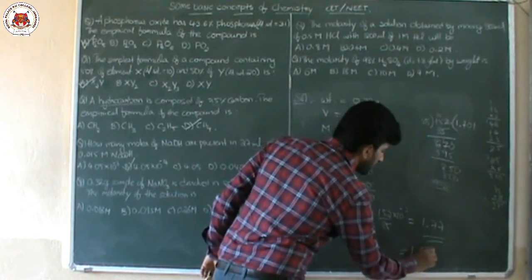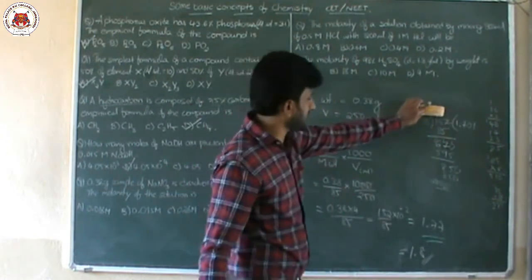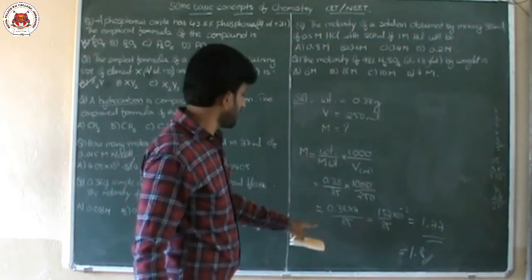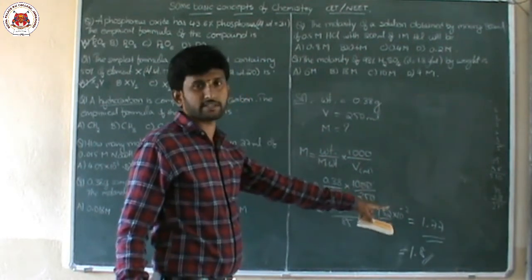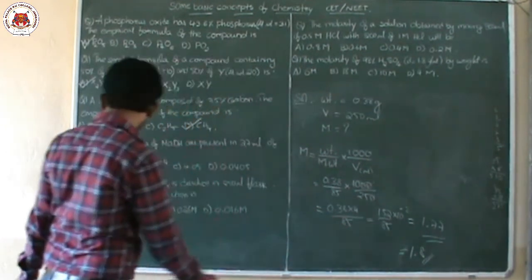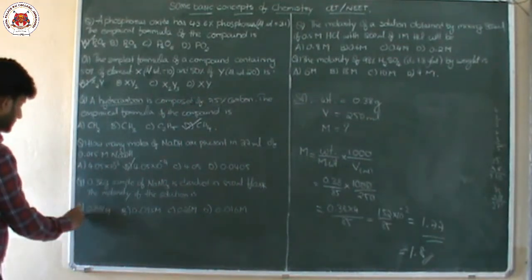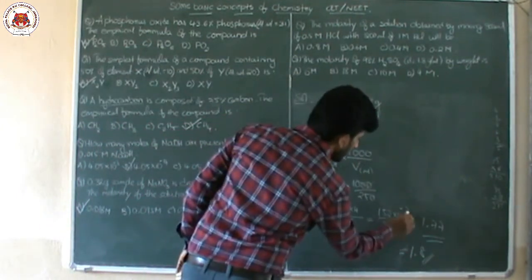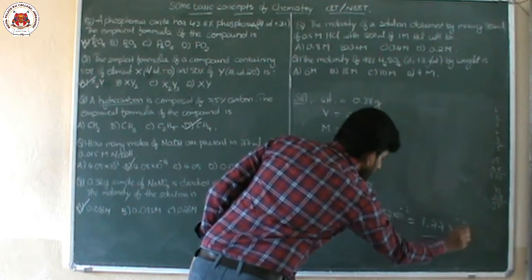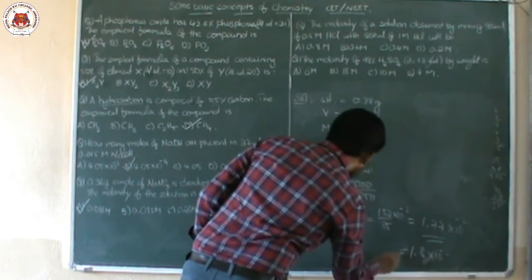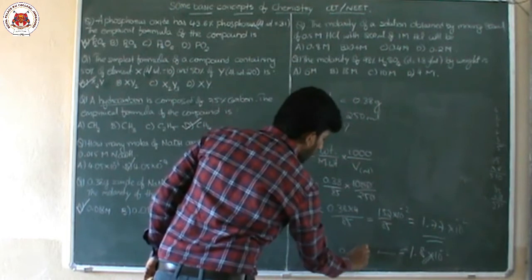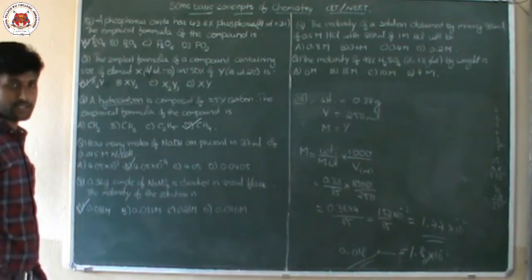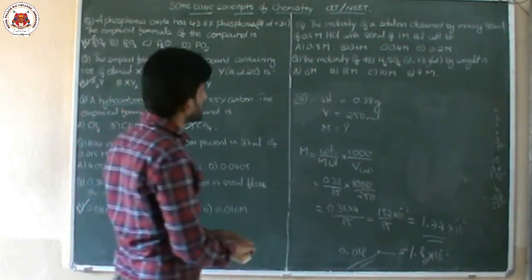1.77 is nearer to 1.8 molarity. If you do the exact calculation through the calculator, it will come around 1.76 or 1.77, which is nearer to 0.018. Why? Because 1.8 again we need to multiply by 10 power minus 2, so this comes around 0.018. Molarity is 0.018. Okay. Next question.